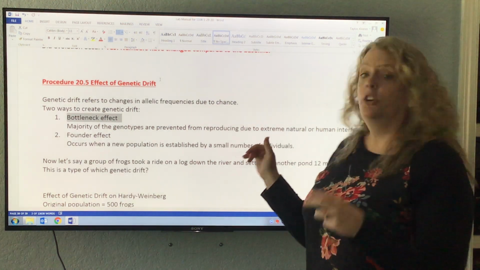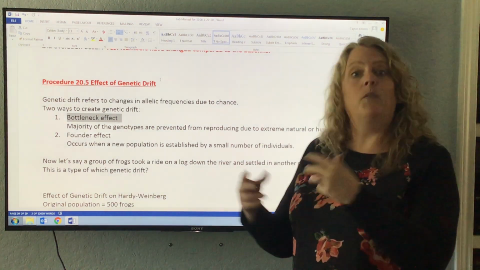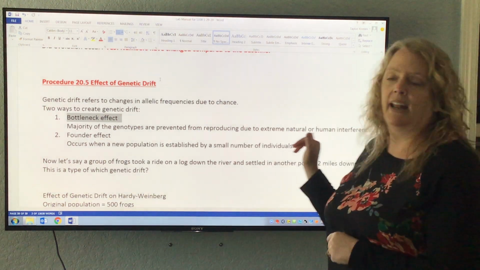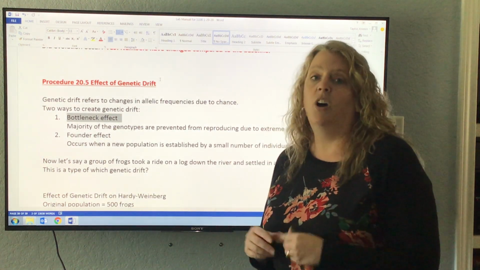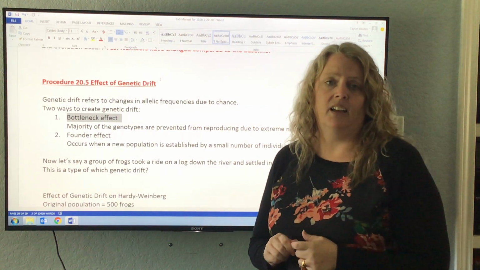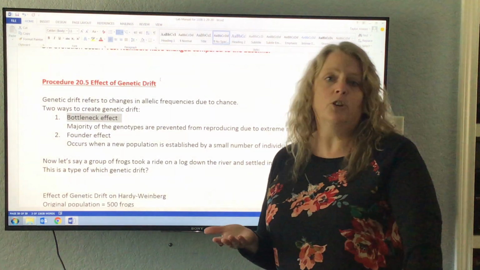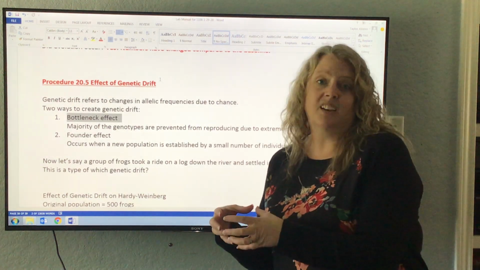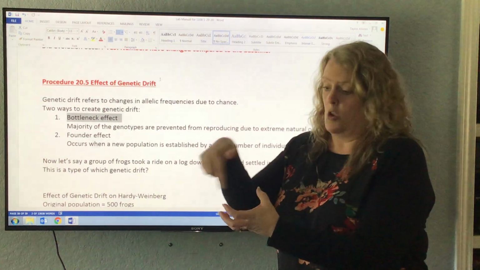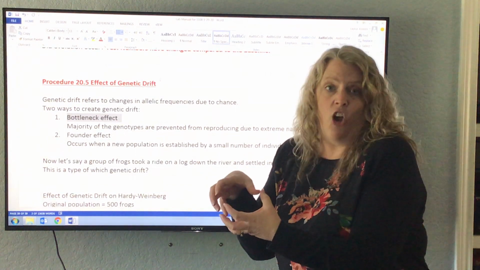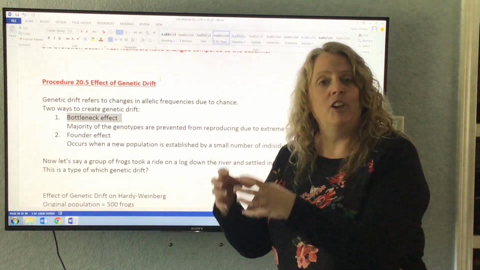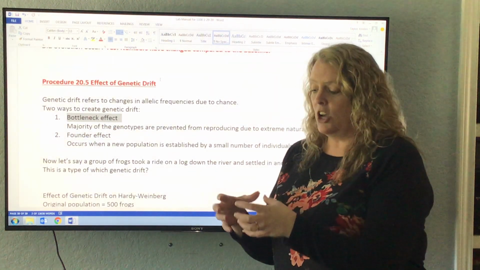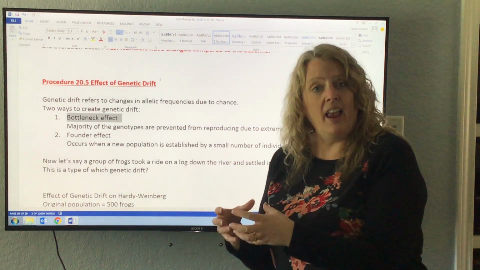Or it can be a tornado, or it could be a forest fire, something that was natural. Or it could be human related, habitat loss, or overhunting. Okay? So we killed off a certain percentage of the population. Now, what do you have left? The ones that survived. Whatever allele is there, that's all they have to pass on to the future generation. Okay? So the population will change.